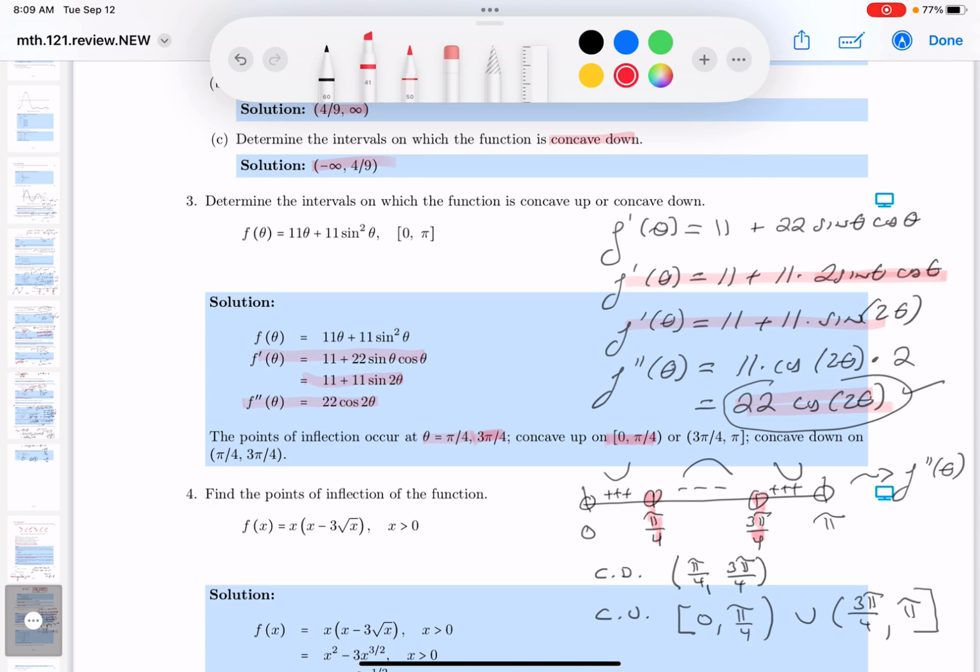So concave up here. Again, 0 is positive. That's why I'm shading it in. And 3 pi over 4 to pi is where it's concave up. And concave down on this interval over here. All right, and we're good to go to the next question.